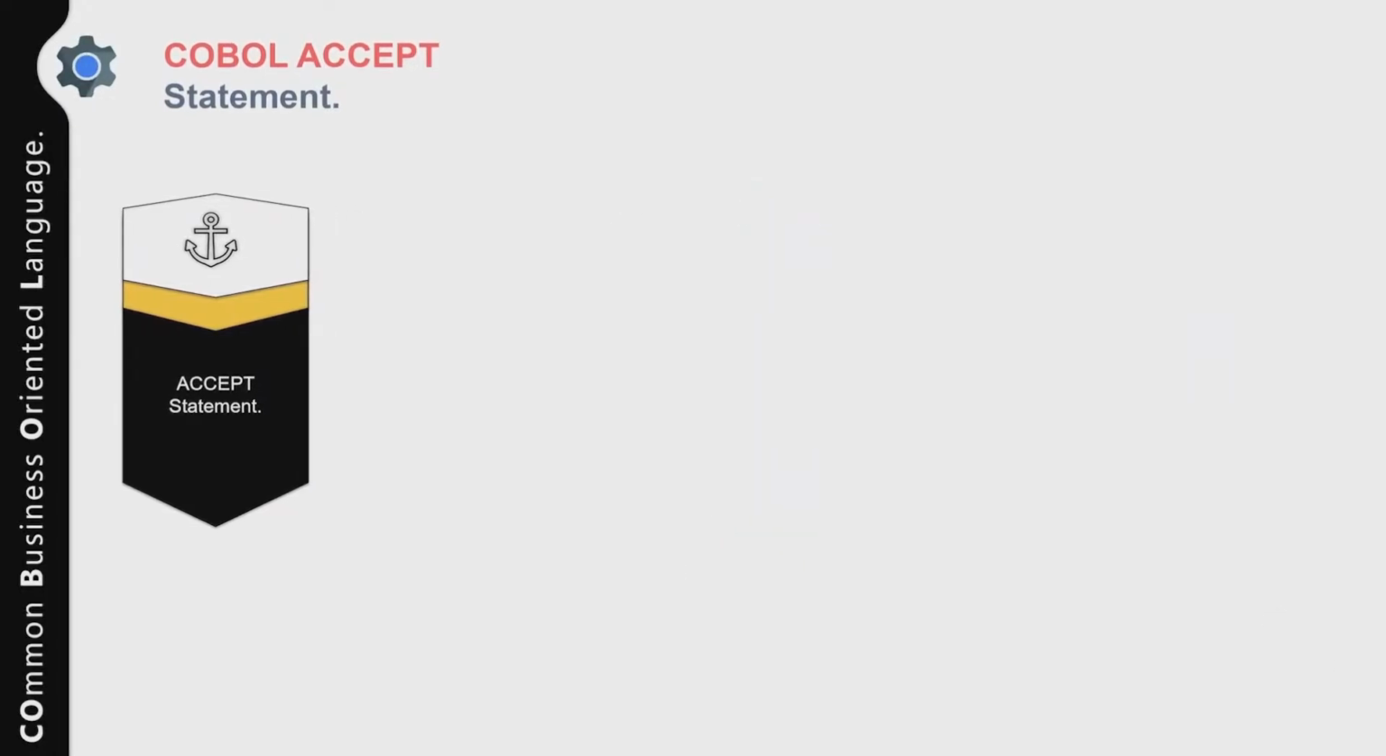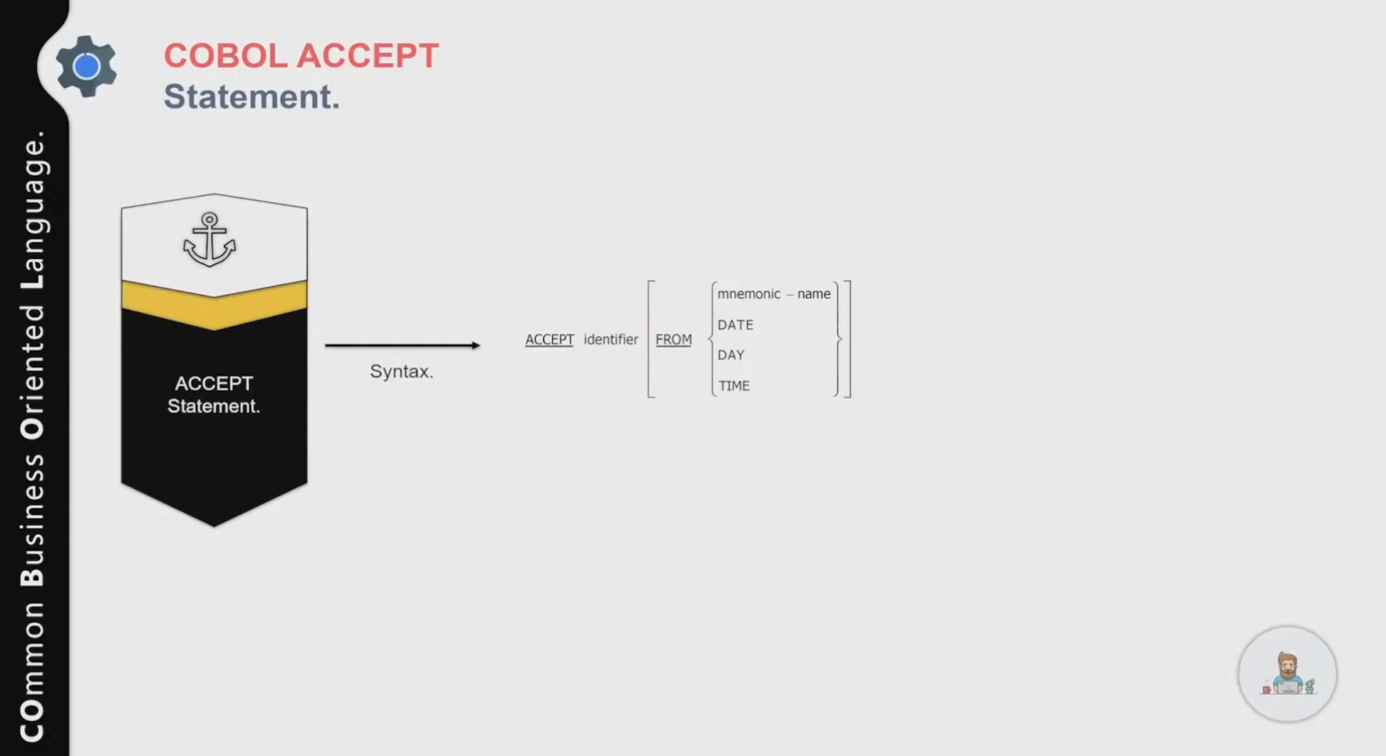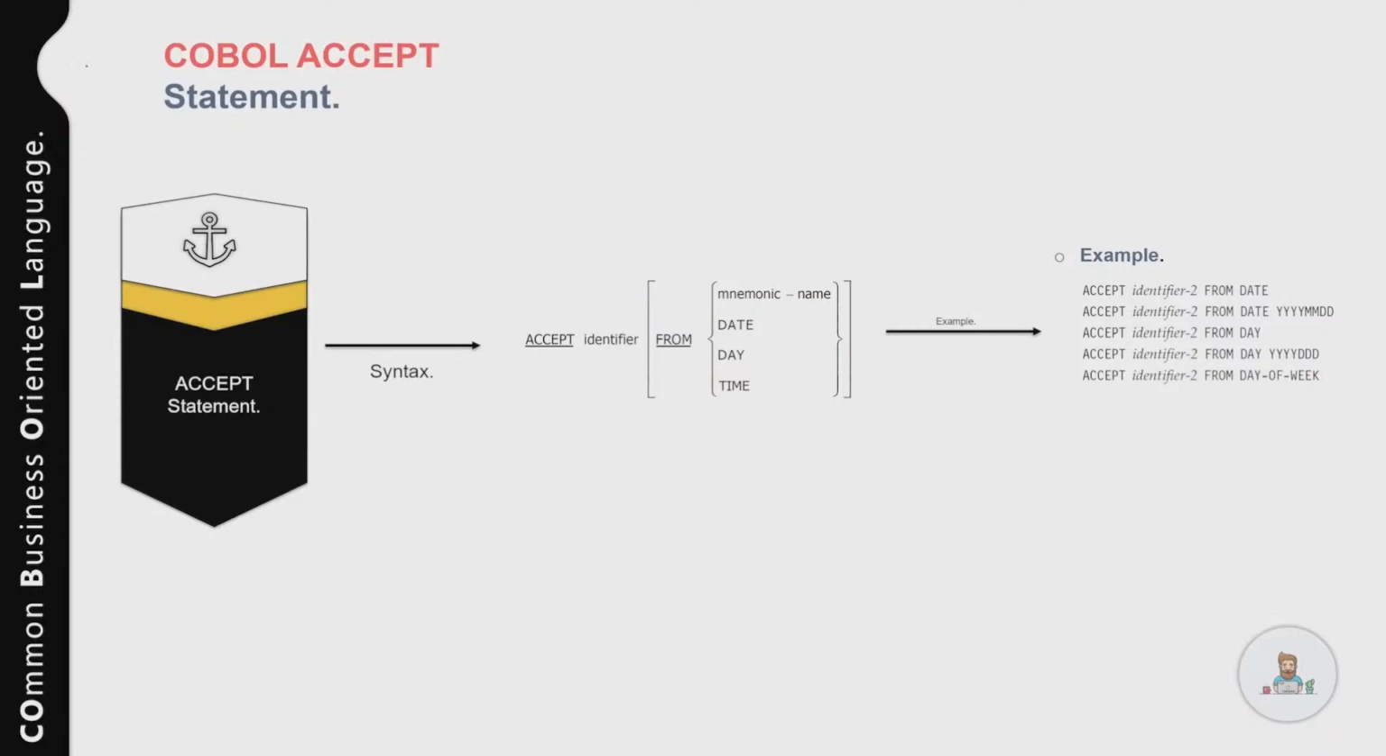Now let's talk about the syntax of the accept statement. The syntax is pretty simple and straightforward. You have the accept keyword followed by an identifier. After that, you have the from keyword followed by a couple of additional options. And these options are used to read low volume data from the operator console or some other hardware devices or from the operating system itself. And remember, if the from option is omitted, then the data is read into the identifier with left justification from the operator console. However, if the from option is included, then the data is read either from the specific hardware or from the operating system.